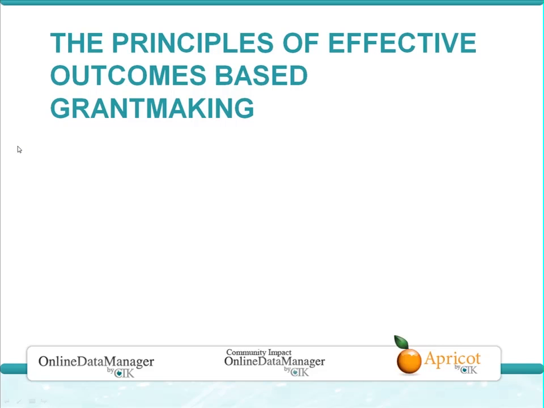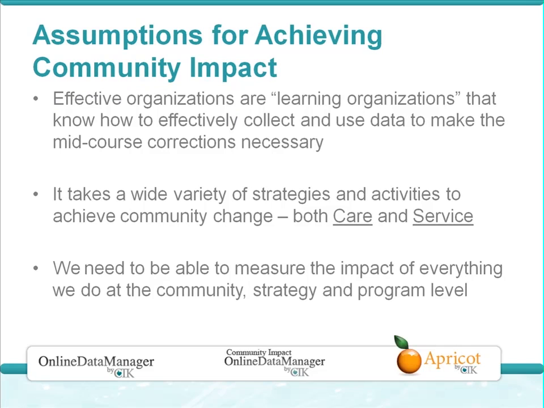So the principles of effective outcomes-based grant making. First of all, assumptions for achieving community impact. Based on my experience and the experience of others, I think there's a couple things that are important to highlight. First, that effective organizations are learning organizations that know how to effectively collect and use data to make the mid-course corrections that are necessary. So we know in today's world we need to become learning organizations and utilize data to make decisions as we move forward.